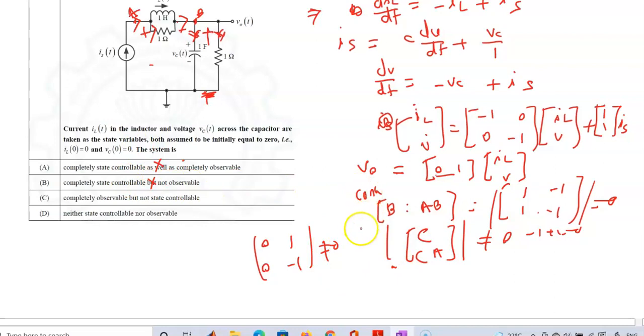That means the system is neither state controllable nor observable, because this determinant is also 0. Here it was 0 for the controllable, and for observable the determinant is 0. That means the rank of the 2 cross 2 controllability and observability matrices is not 2, because it is a 2 variable system. So the system is neither state controllable nor observable.